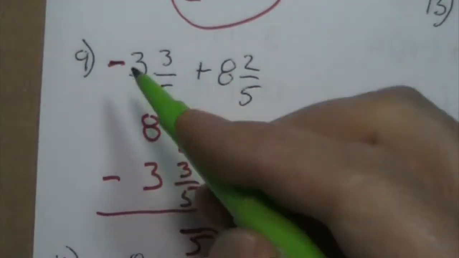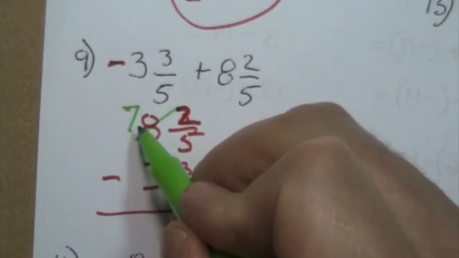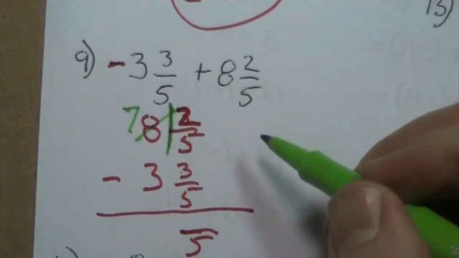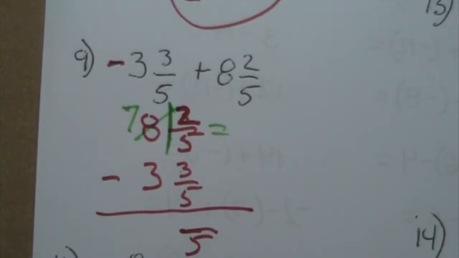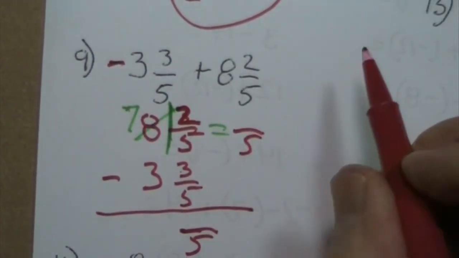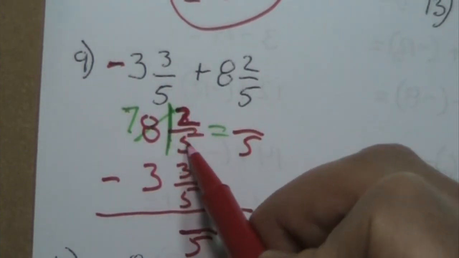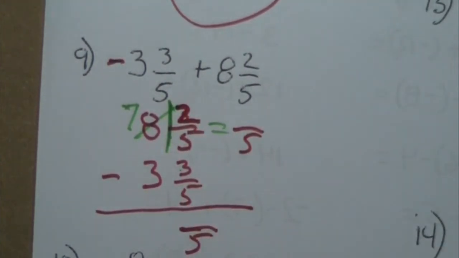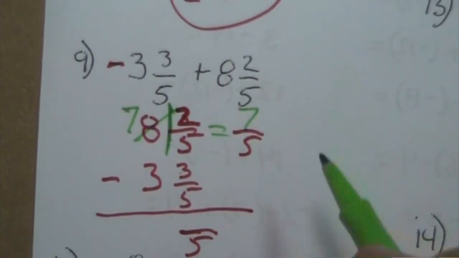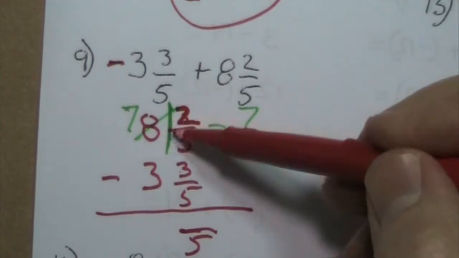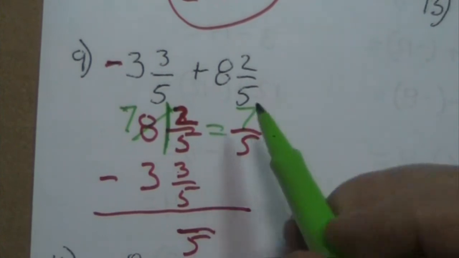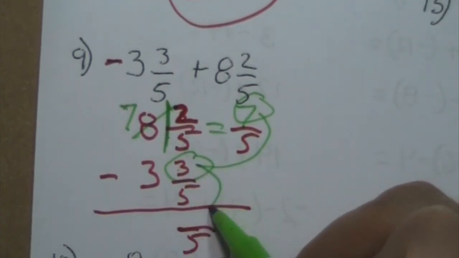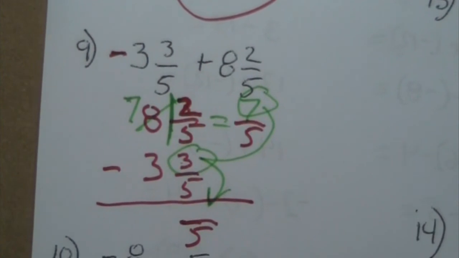So let me try this other color here. I'll borrow from here. This is now a 7, and I'm borrowing a great big 1. In other words, I'm borrowing 5/5. So my new top number, numerator, it's just 5 and 2 makes 7. So now I have 7/5 because I borrowed 5/5. So I have 7/5 minus 3/5. If I take 7 and I subtract 3, 7 minus 3 is 4. So that's 4/5.